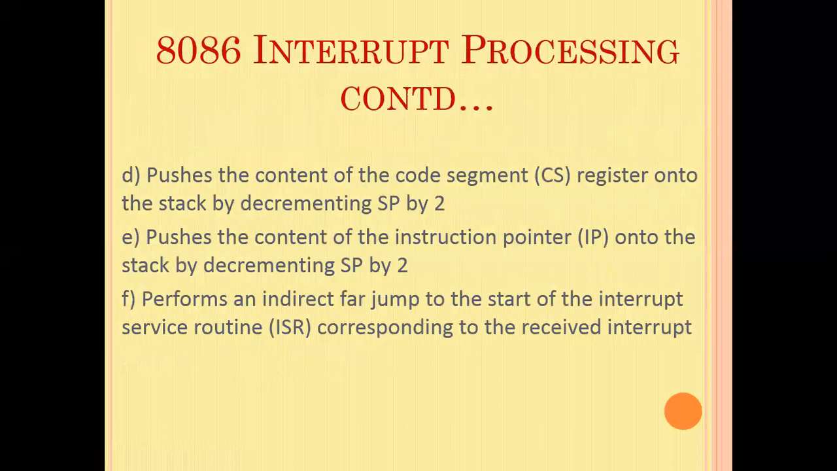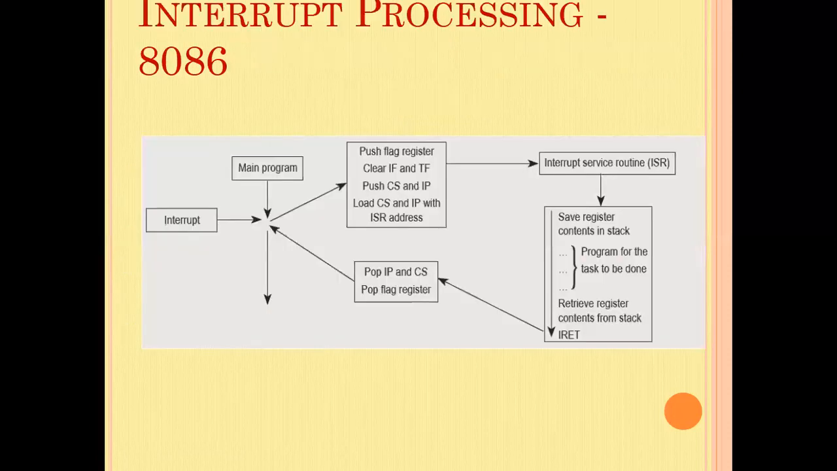And the main thing is we need to push the current address, otherwise the address of the next line, to be preserved. So its CS value and its IP value are pushed onto the stack. Once they are pushed onto the stack, the address of the ISR, the interrupt service routine, from the interrupt vector table is loaded into IP and CS, so that the CPU can execute the interrupt service routine.